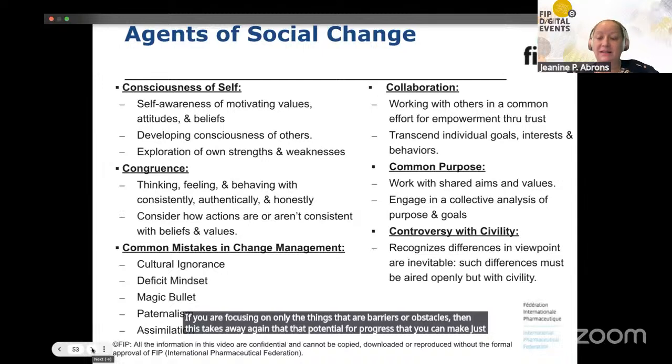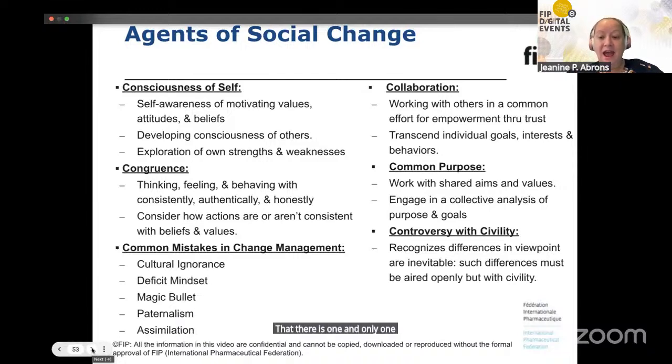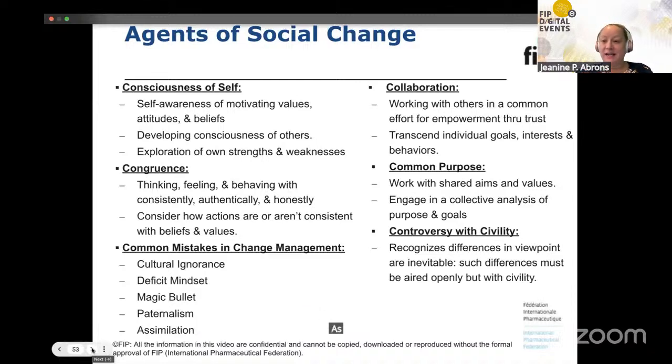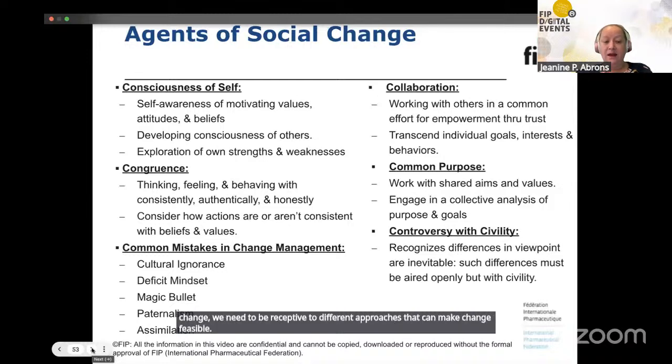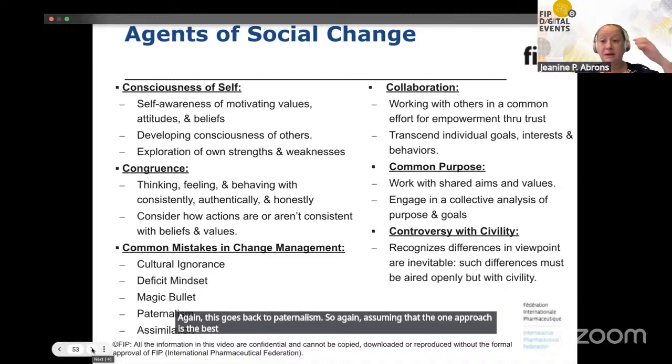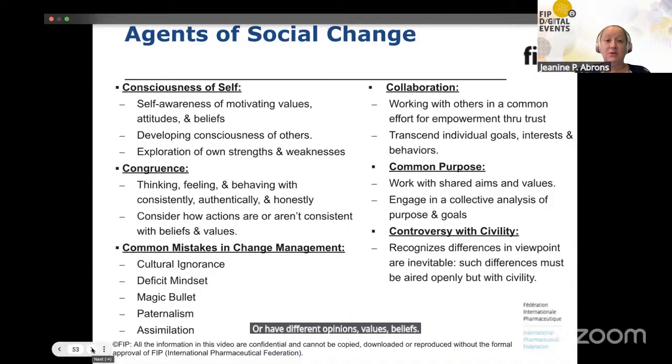Then there is the magic bullet. Magic bullet is when you decide in your mind when you're trying to make a change that there is one and only one right solution, that this is the best solution that there is, and it's the only way to approach it. As members of a profession, as individuals that are trying to impact social change, we need to be receptive to different approaches that can make change feasible. Again, this goes back to paternalism. So again, assuming that the one approach is the best approach, or assuming that we know. We need to approach things with a mindset of trying to learn and trying to really, as Barry described, think about walking in other people's shoes to be able to know what that lived experience is and why people are either open to the change or have different opinions, values, beliefs. And then assimilation is also part of that process as well.